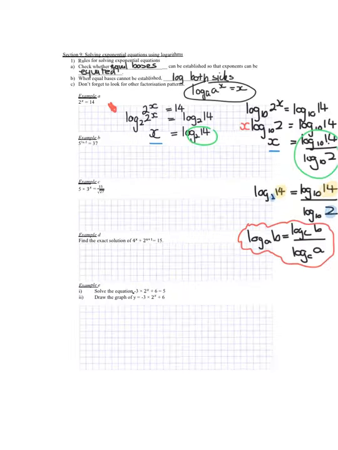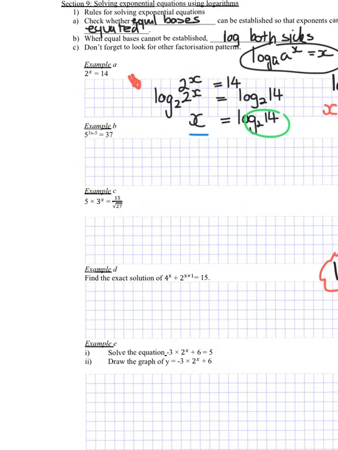Now here we've got 5 to the 3x take 5 equals 37. Okay, so we're just going to simply solve this, and we're going to go straight into one method.